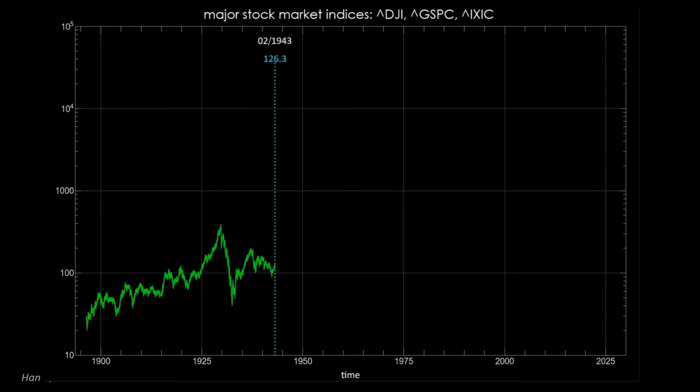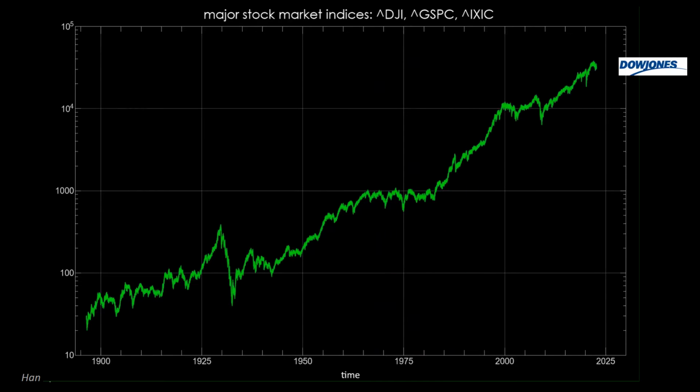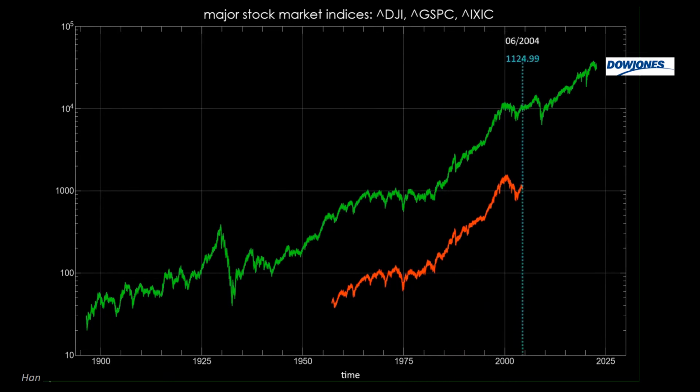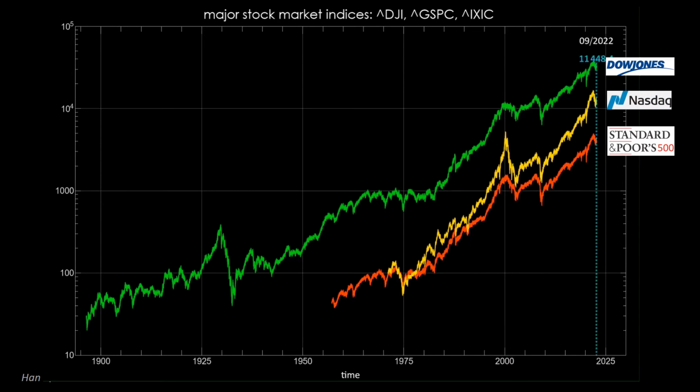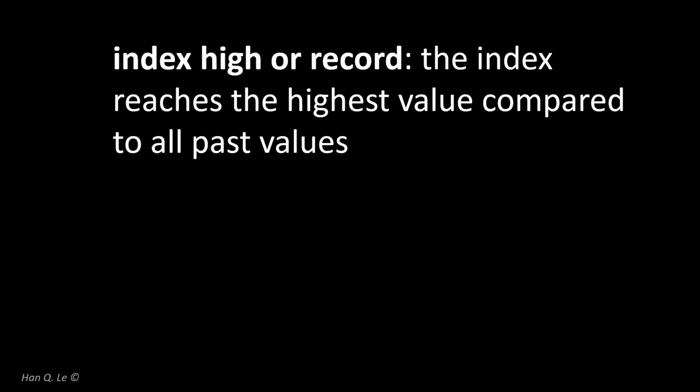The three common indices of the U.S. stock markets are displayed in this time series chart: Dow Jones, S&P, and NASDAQ. Two statistics of common interest are index high and index low.